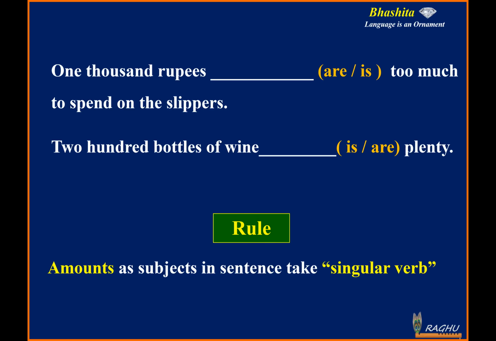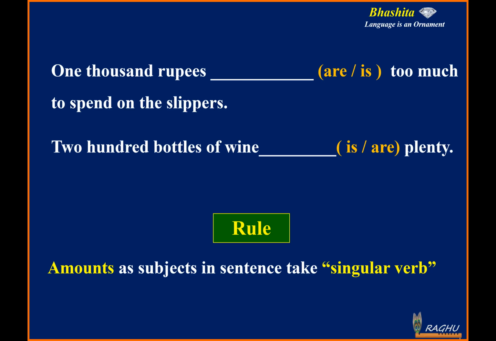So let me explain in a more detailed manner. In a sentence, if you have identified any amount as a subject in the sentence, make sure that that subject should be considered as a singular subject. It always agrees with singular verb. Let me repeat once again. In a sentence, if an amount is acting as a subject and that subject has to be considered as a singular, it always takes singular verb. So this is the rule.